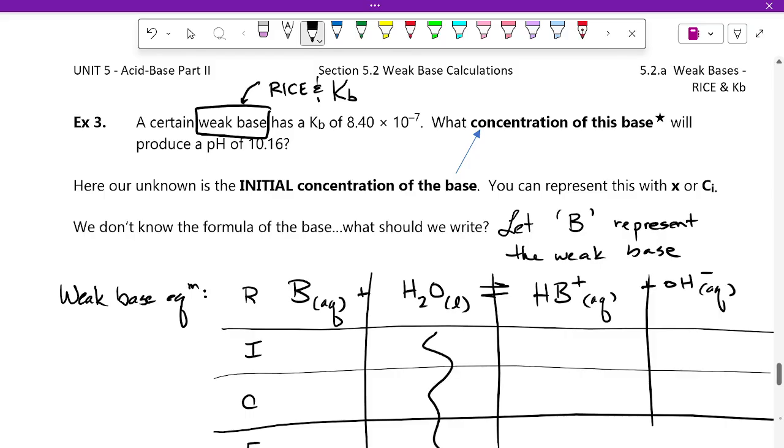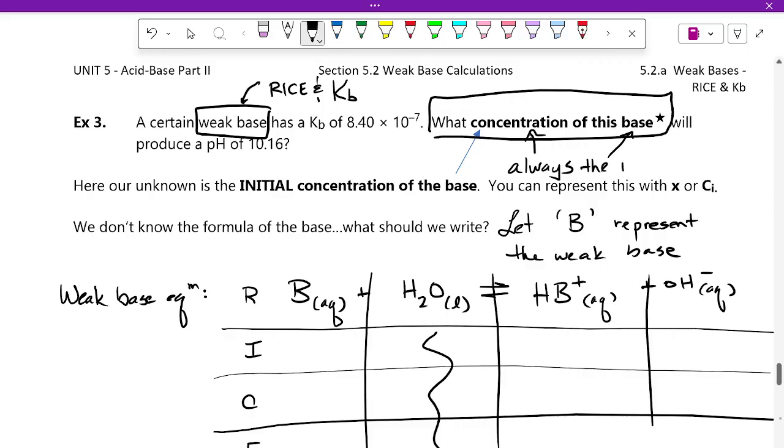Water doesn't have anything in there. Do we know the initial concentration of the base? No, we do not. It says, what is the concentration of the base? Whenever it says the concentration of the base, that's always the initial. When it's given to you, it's the initial. When it's asked for, it is the initial. Doesn't matter if we give it or ask it. So that's what we don't know. So let's let that be X.